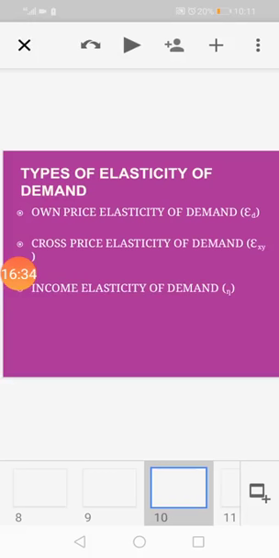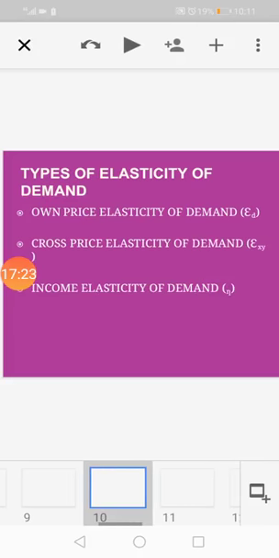Otherwise, there are a large number of elasticities used in economics: elasticity of demand, elasticity of supply, elasticity of import, elasticity of export, elasticity of substitution. There are so many types of elasticity, but the major ones we are discussing here are own price elasticity of demand, cross price elasticity of demand, and income elasticity of demand. This is included in our first year course as well as in BCom. So own price elasticity, cross price elasticity, and income elasticity, let us discuss in detail.